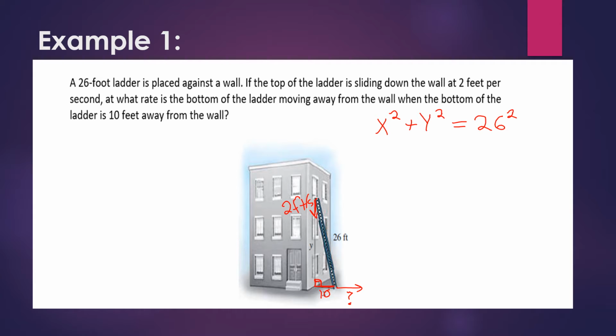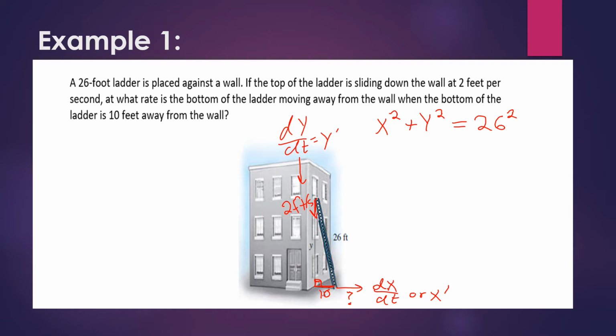we want to know at what rate is x changing. So this is really asking what is dx/dt, or x prime, if you will. So I'm asking what is the rate at which x is changing? So that's the change in x with respect to time. Now we know that the ladder is falling at 2 feet per second. So this would be our dy/dt, or y prime.